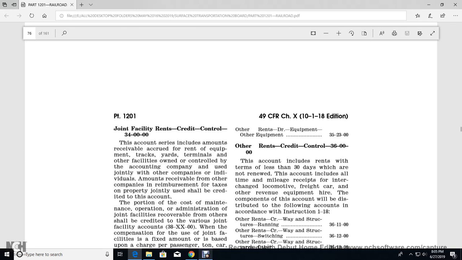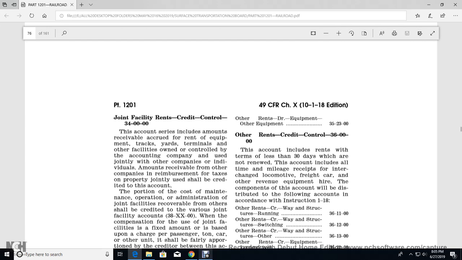Alright, other rents, credit and control 360000. The account involved with rents in terms of less than 30 days which are not renewed. They include all the time and mileage received with the interchange, the locomotive, freight charge with the car, with the revenue equipment for the higher component of the account, which will be distributed to the following accounts with the instruction 118.